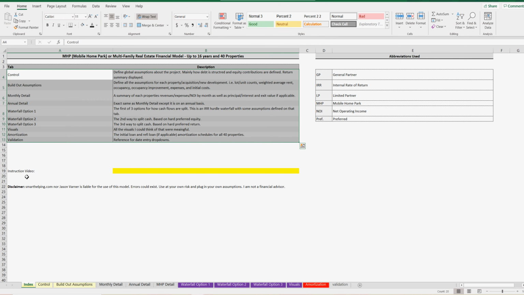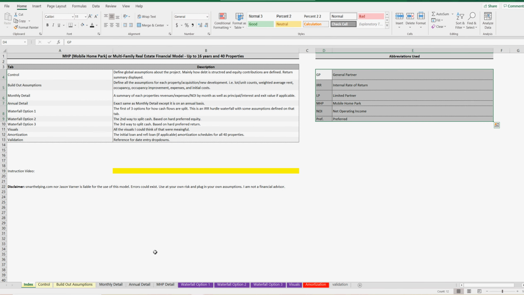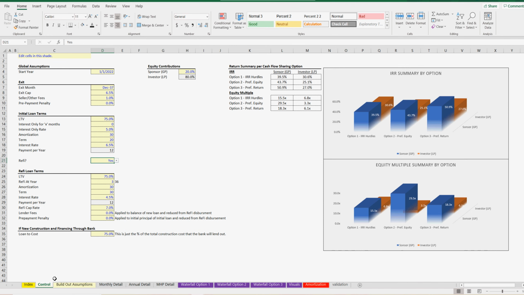The index tab is going to just summarize every tab. I'll have the instructions. This video will be posted, with some abbreviations.